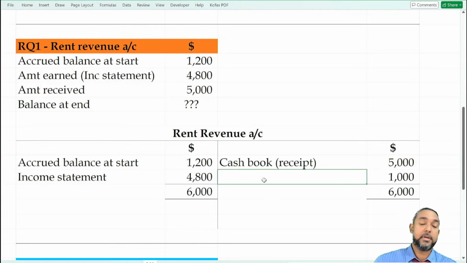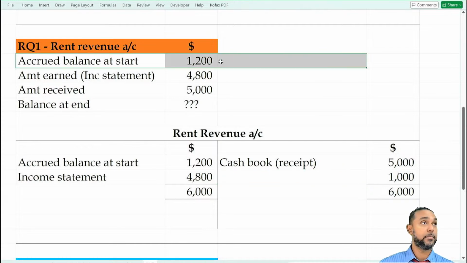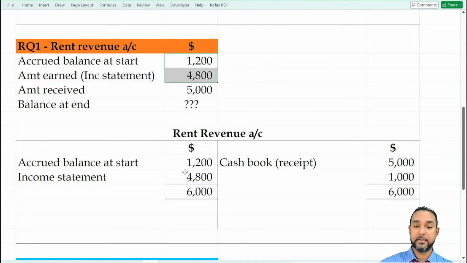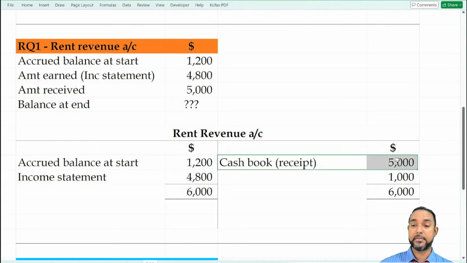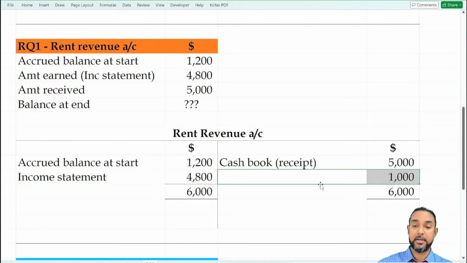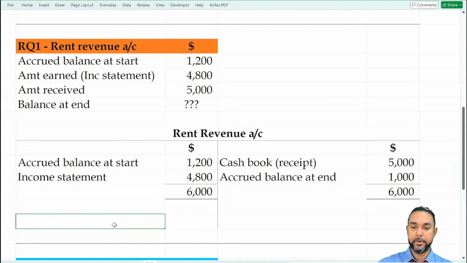Now, is it accrued, prepaid, or what? Well, if you think about it, they owed us 1,200 from before. Then they would owe us 4,800 from the current month. If you add up those two things, you get 6,000, and they only paid us 5,000, which means they still owe us 1,000. So this is still an accrued balance, in this case at end, which you're going to bring on here.